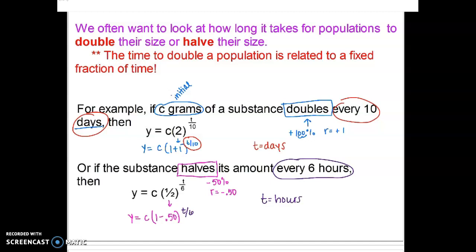So anytime you see doubles, know there's going to be a 2 there in the parentheses. And anytime you see halves, know that there's going to be 1/2. And that's just kind of your reason.